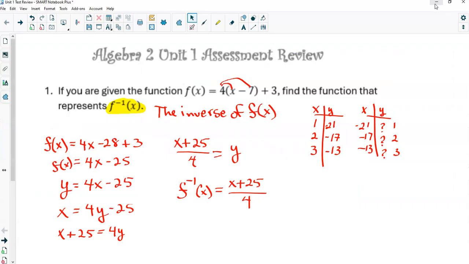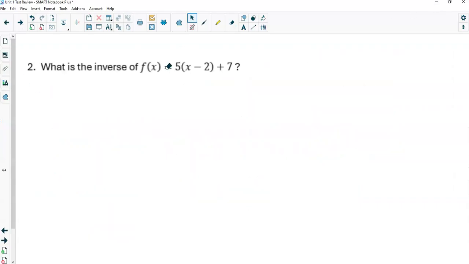Okay? So let's go to the second one. Try the second one on your own. Pause the video, try the second one, and see if you come up with the right answer.